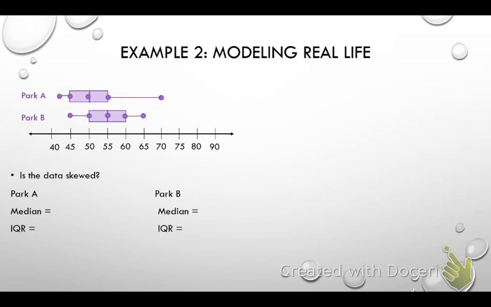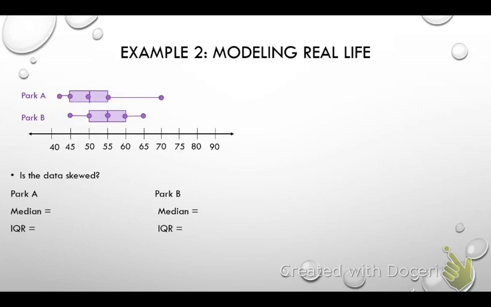This data shows the heights of the roller coasters at 2 amusement parks. The heights, not how many. There's not 70 roller coasters. It's the height. Listen. So on Park A, because we have an outlier, there's going to be outliers, so we're going to focus on median and IQR.